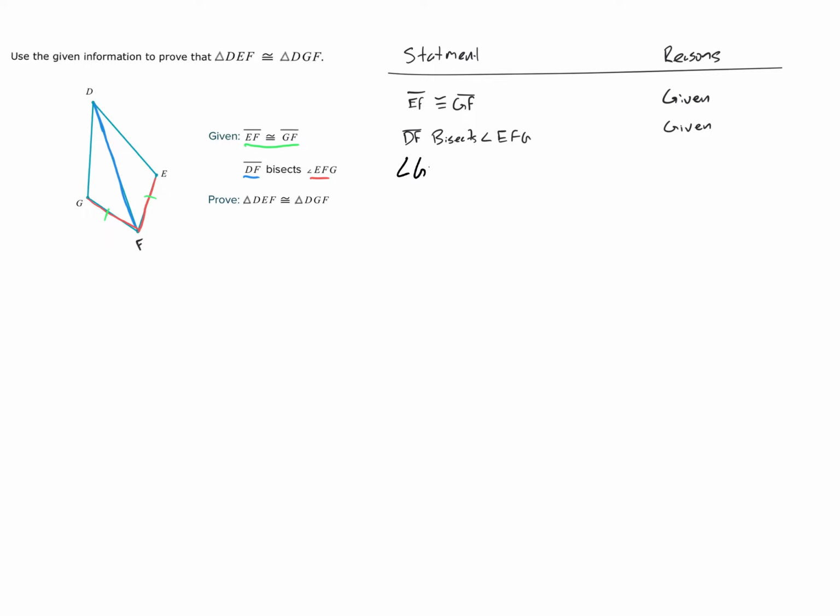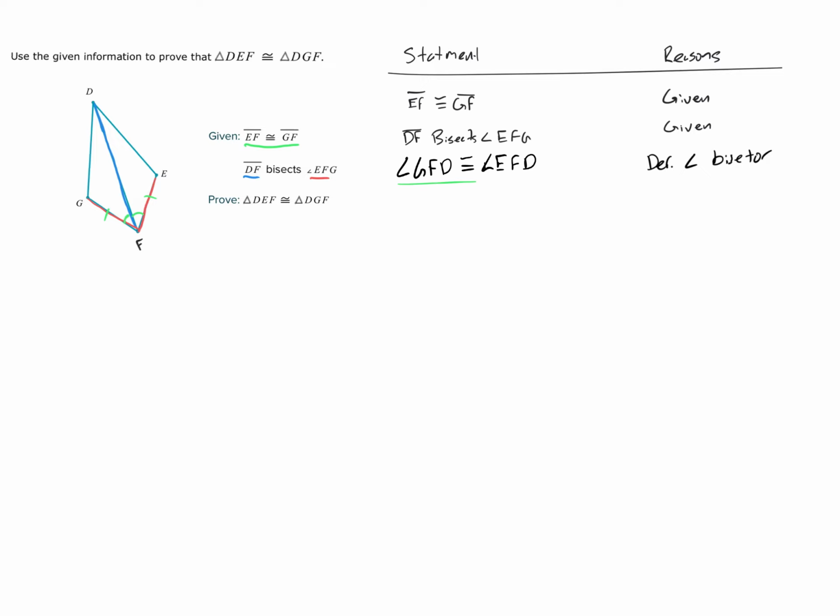So what I can do is I can say angle GFD is congruent to angle EFD. And that's the definition of angle bisector. That's what it means to cut an angle in half. So then what I just showed is that this angle is the same as this angle.